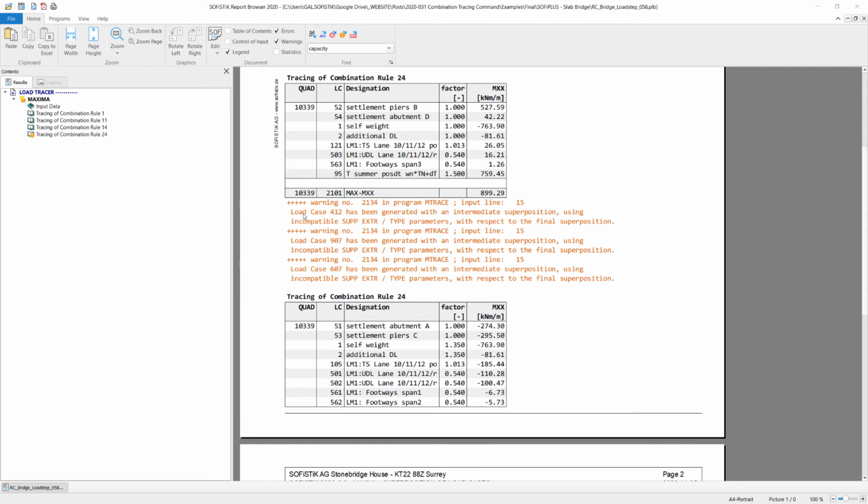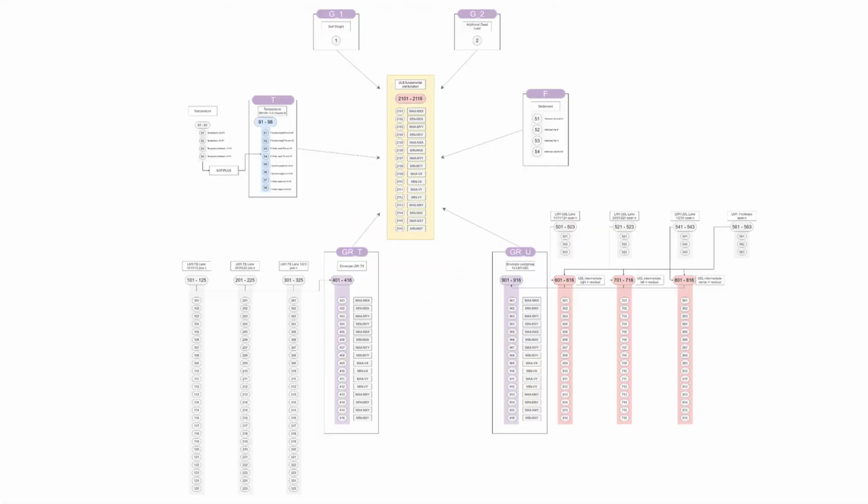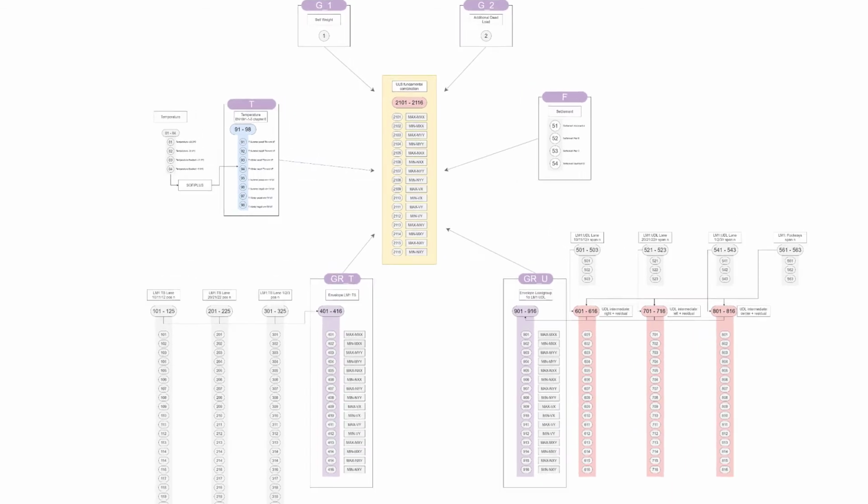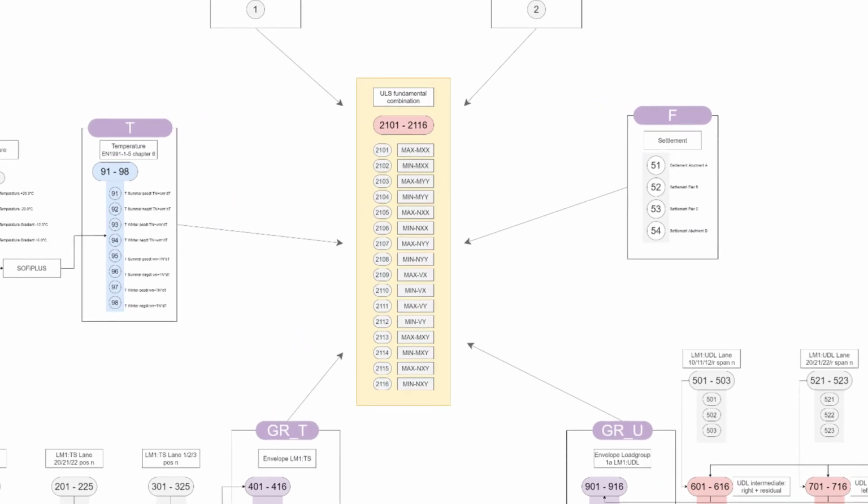And so basically we have now discussed the first part of this warning, so about this intermediate combination numbers. And now let's have a look what this means, this using incompatible SUPP extreme or tie parameter. So therefore I better explain it in the graphic again. So let's bring this up. And I will bring here basically this graphic of the ULS fundamental combination in the center.